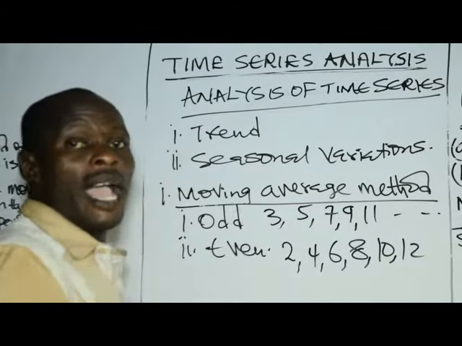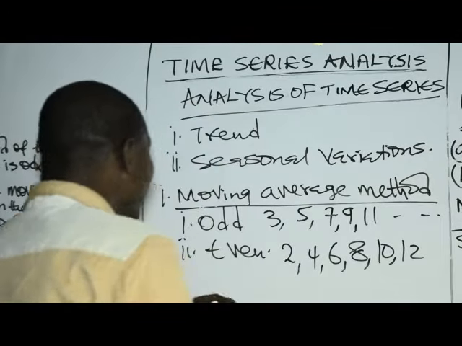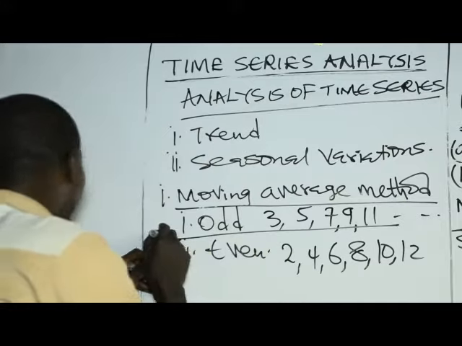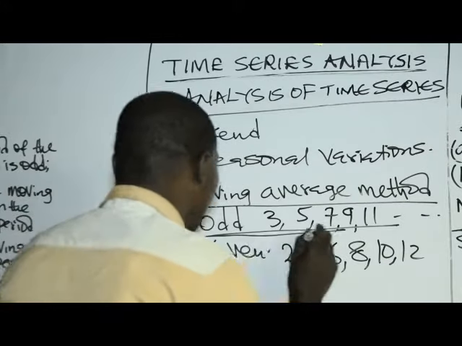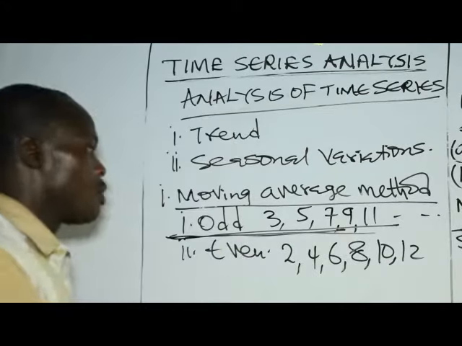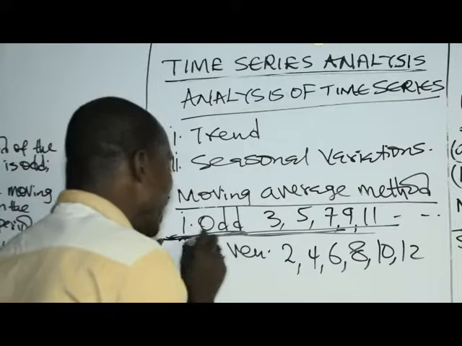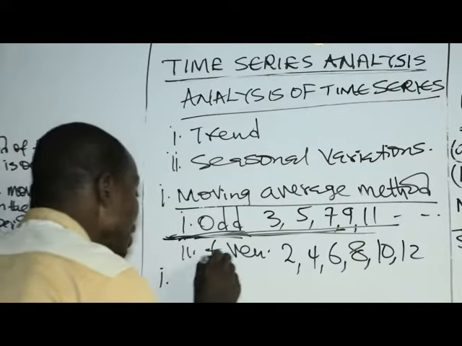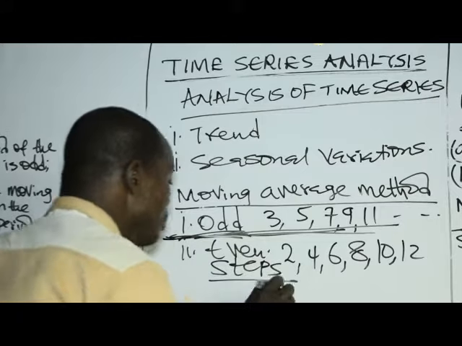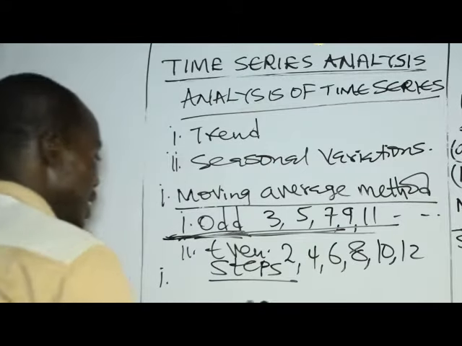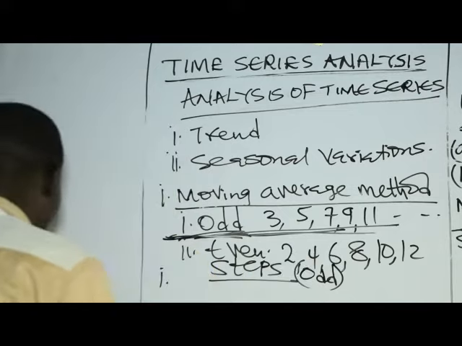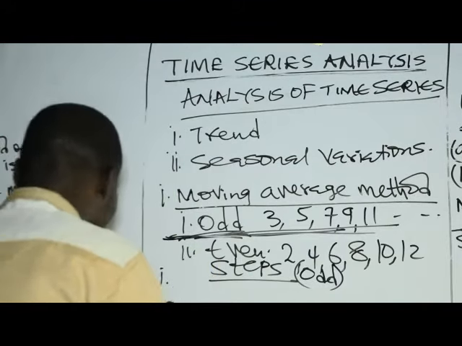Procedures for estimating trend where the order of the moving average, or the order of the period, is an odd number. Number 1, the first procedure, the steps for estimating trend by moving average for odd numbers of the period. Number 1 is to calculate the moving total.